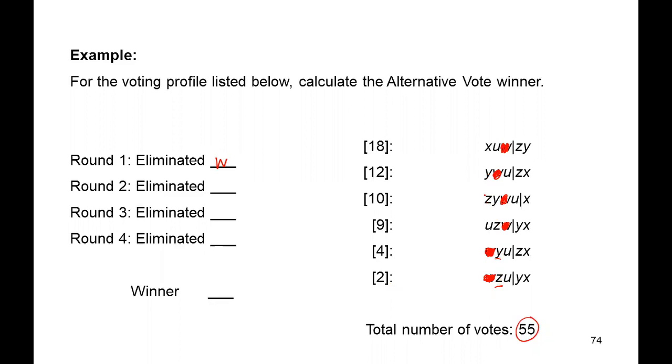So we have to eliminate another candidate who is the weakest in this situation, for this particular voting profile. Now U has 9 votes and U is the weakest candidate. We eliminate U.